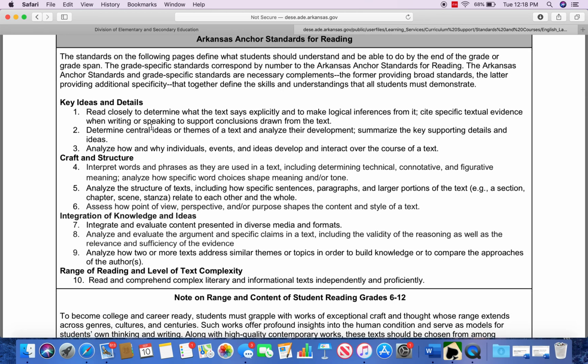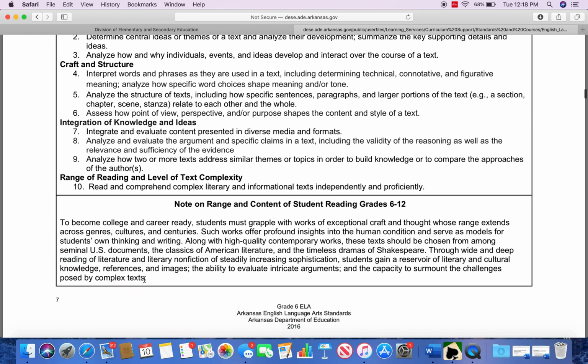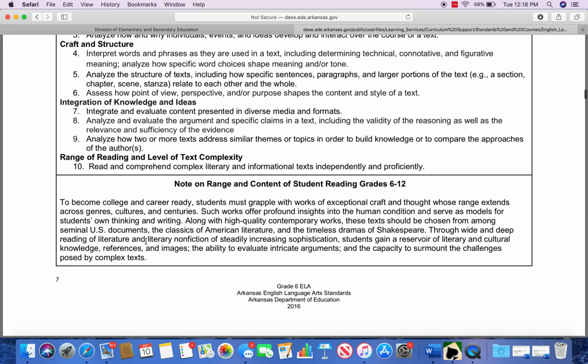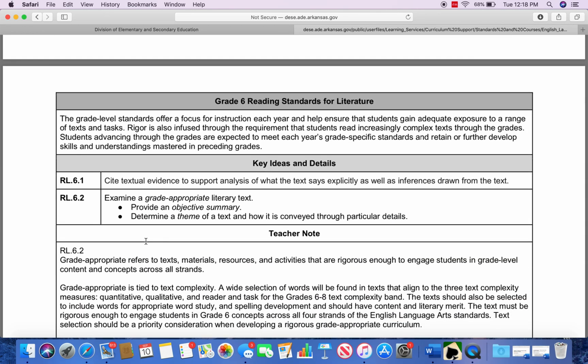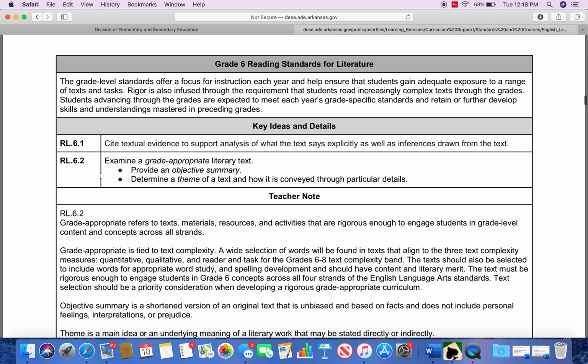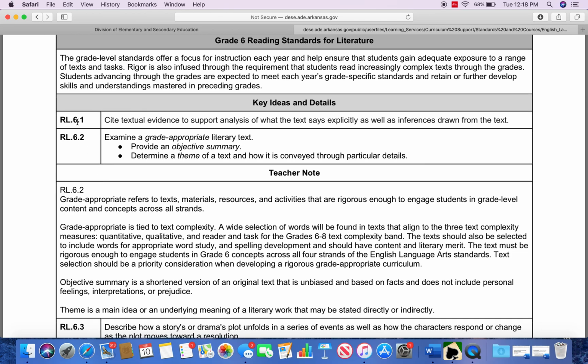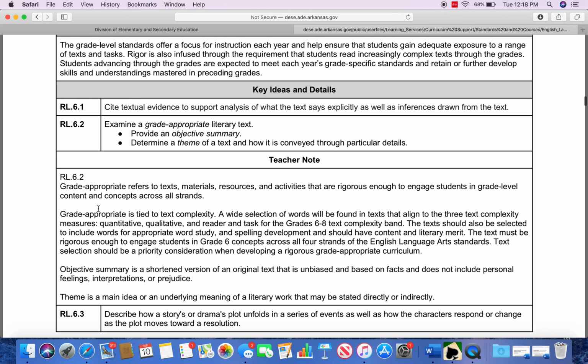Arkansas Anchor Standards for Reading. Here are the basic anchors for the standards for reading: the key ideas and details, the craft and structure, integration of knowledge and ideas, and of course the range of reading and level of text complexity. Read through that very carefully. Here we have our standards, our area of the standard, our grade level, and then the standard number.